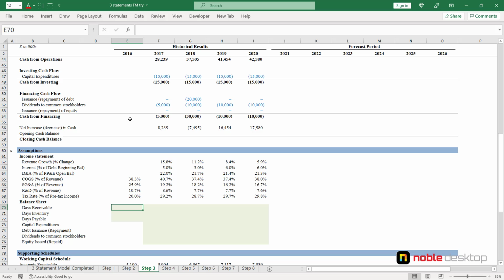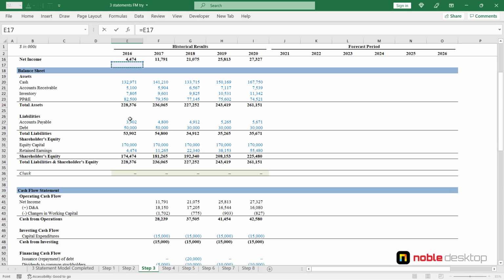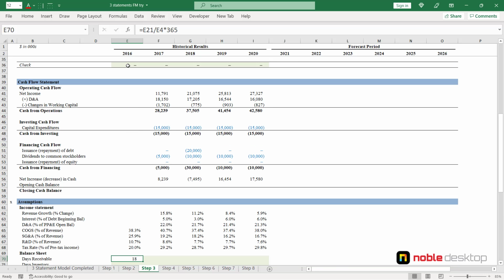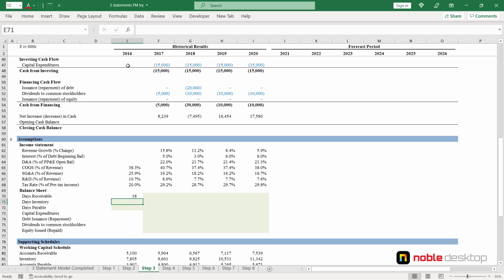Now let's get to the balance sheet value drivers. My days receivables formula will be my accounts receivables in my balance sheet. I'm gonna find it in the row 21, divided by revenue in my income statement, and multiplied by 365 days a year. Formulas for days receivable, days inventory, and days payable was discussed in the video working capital in the financial accounting section.